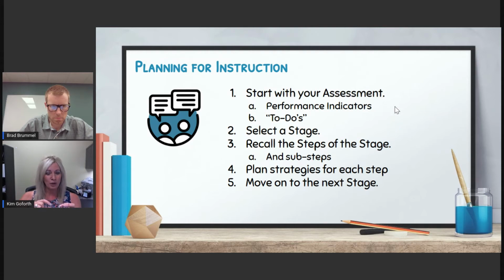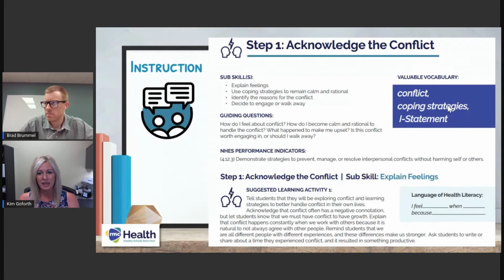And then I will go back and look at maybe one of the other stages. So sort with me in your brain here. Let's just focus on stage 3. So we're going to go through an example for just stage 3, which is conflict resolution. And step 1 is acknowledging the conflict.